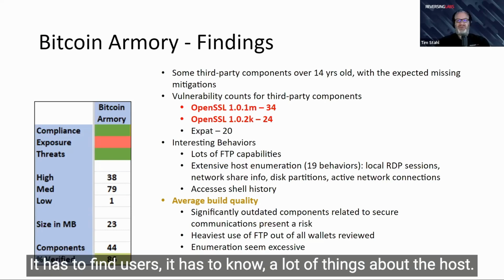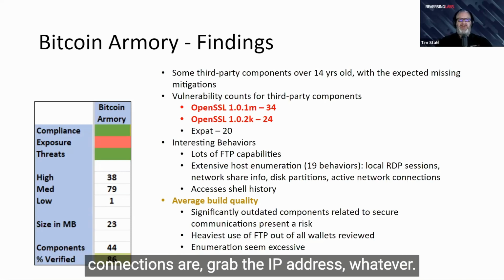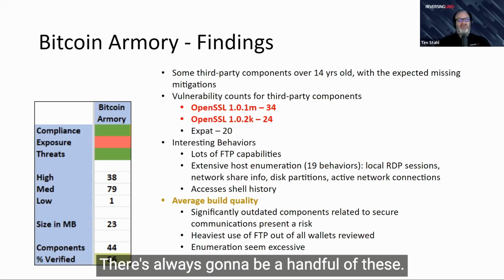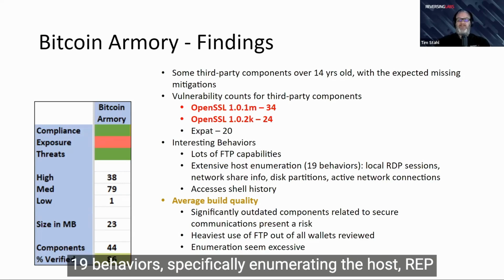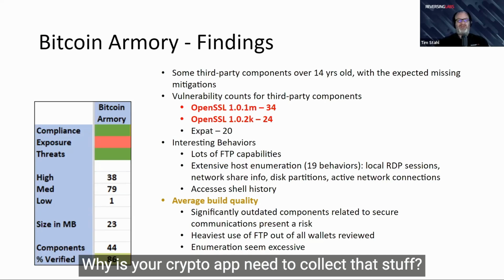It has to find users. It has to know a lot of things about the host. Maybe it needs to know what the network connections are, grab the IP address, whatever. There's always going to be a handful of these. 19 behaviors specifically enumerating the host, REP sessions, network connections, network shares, right? Why does your crypto app need to collect that stuff?